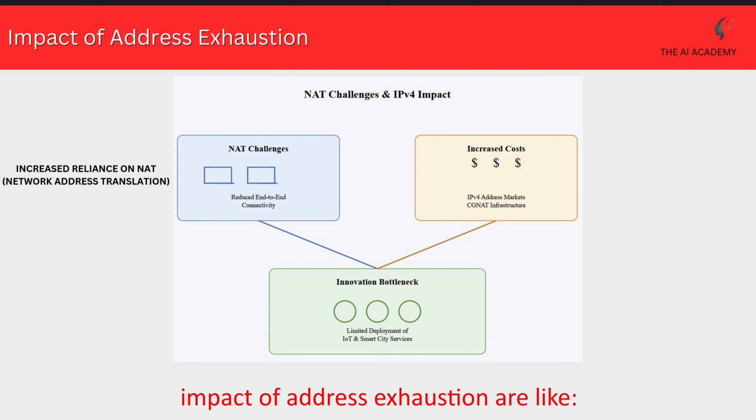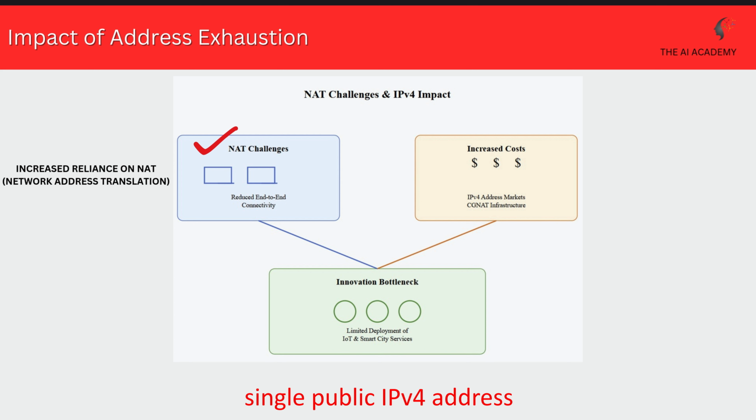The impact of address exhaustion includes increased reliance on network address translation. NAT allows multiple devices on a local network to share a single public IPv4 address. While this alleviates address scarcity, it introduces challenges such as reduced end-to-end connectivity, complications with protocols requiring direct IP address mappings, such as VoIP and peer-to-peer applications. NAT adds complexity and can create security vulnerabilities by obscuring the true source of traffic.